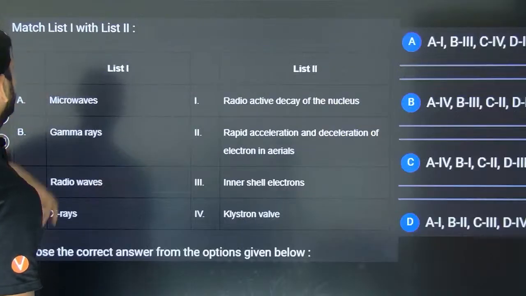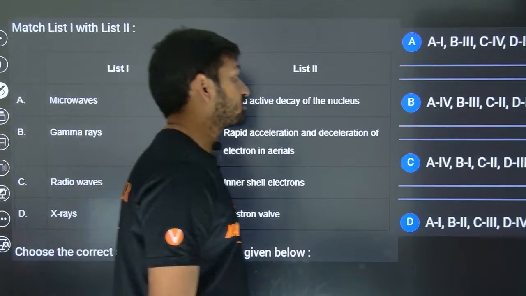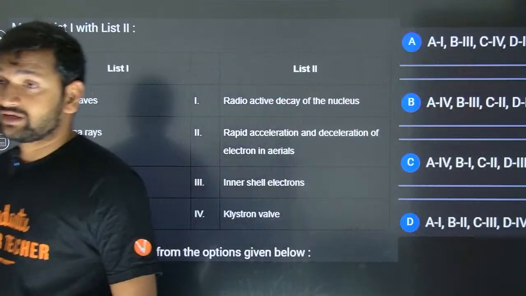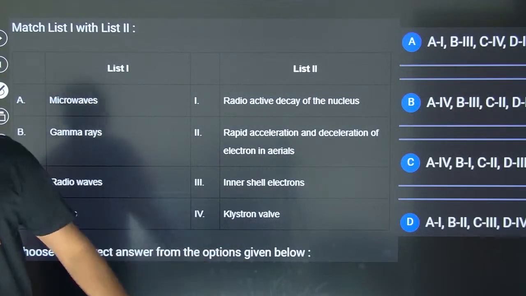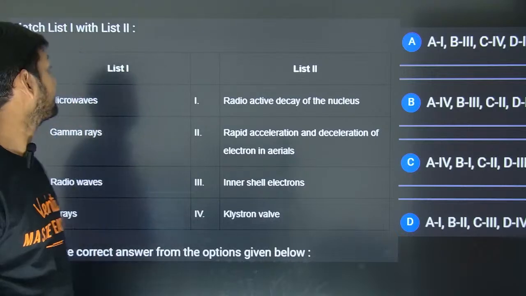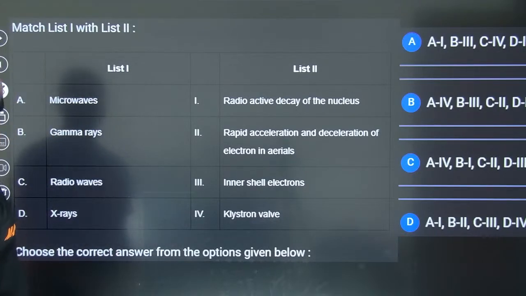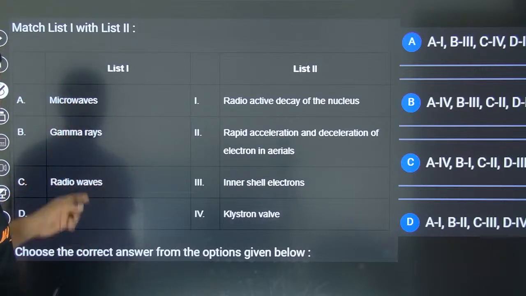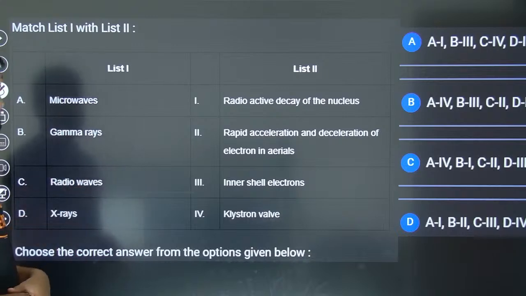Okay. Next. Last question of the day. Almost done. Next 2-3 minutes it will be done. Match list 1 with list 2. Microwaves, gamma rays, radio waves, X-rays.